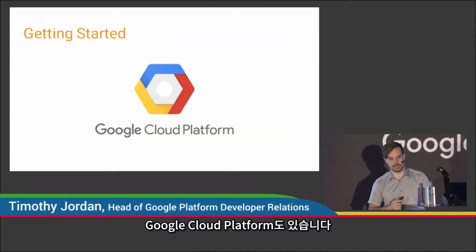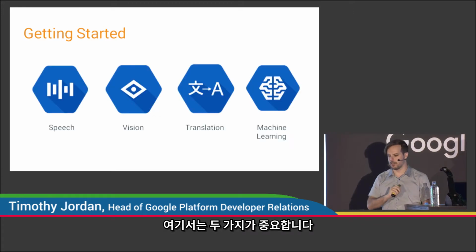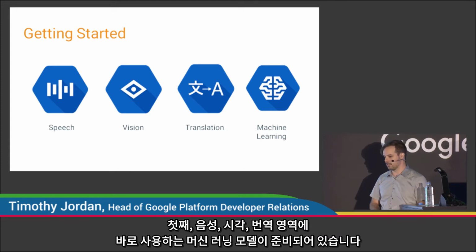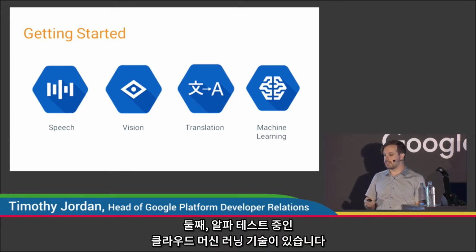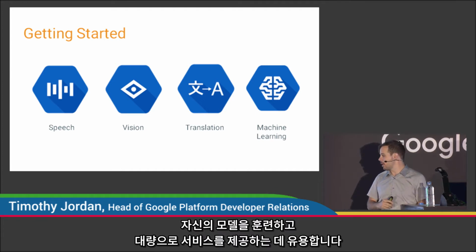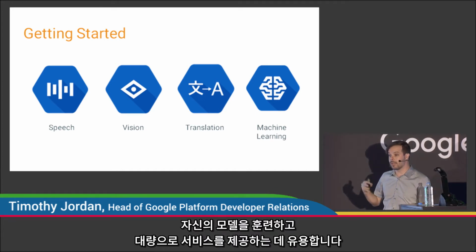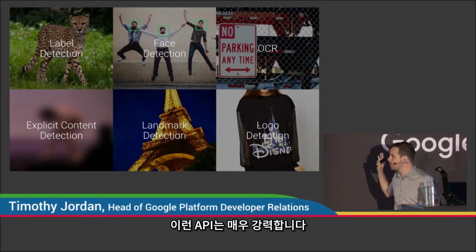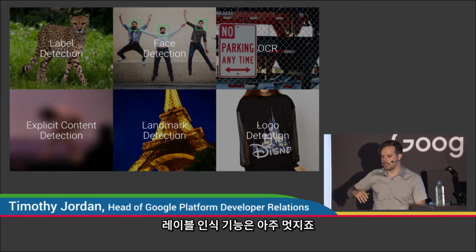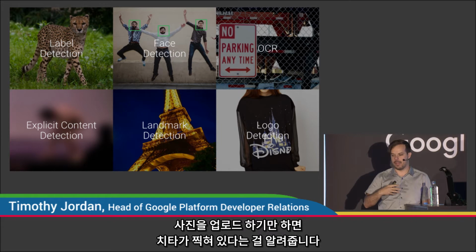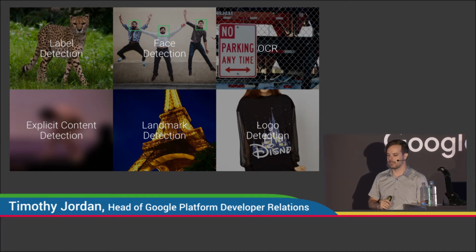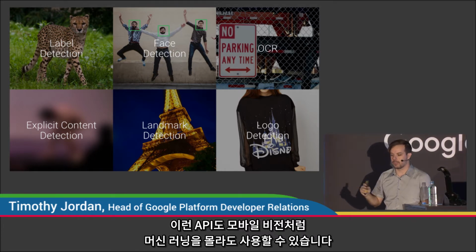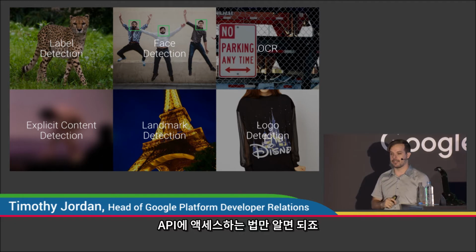There's also the Google Cloud Platform. And there's two parts that you want to know about. First, there's ready-to-use machine learning models for speech, vision, and translation. Also, there's cloud machine learning, currently in alpha. Now, it's particularly great for training your own models quickly and serving at scale. Now, these APIs are all really powerful. Label detection, for example, is really cool. You just upload a picture, and the API will tell you that there's a cheetah in the image. Now, like mobile vision, you can use these APIs without knowing how machine learning works. You just need to know how to access the API.